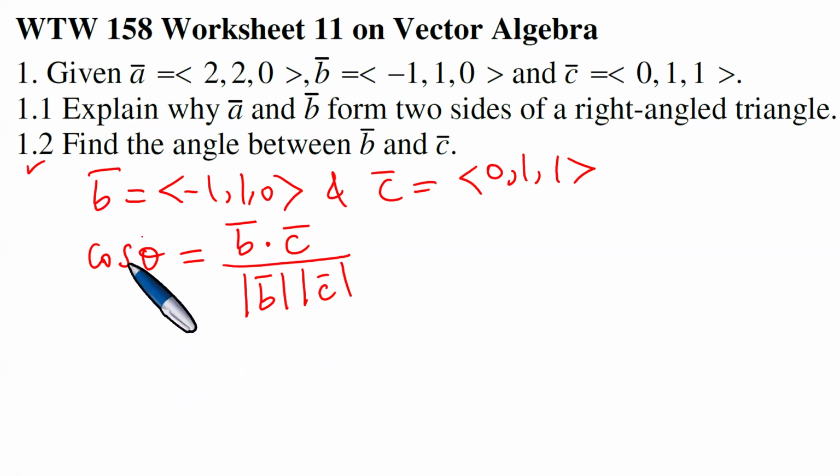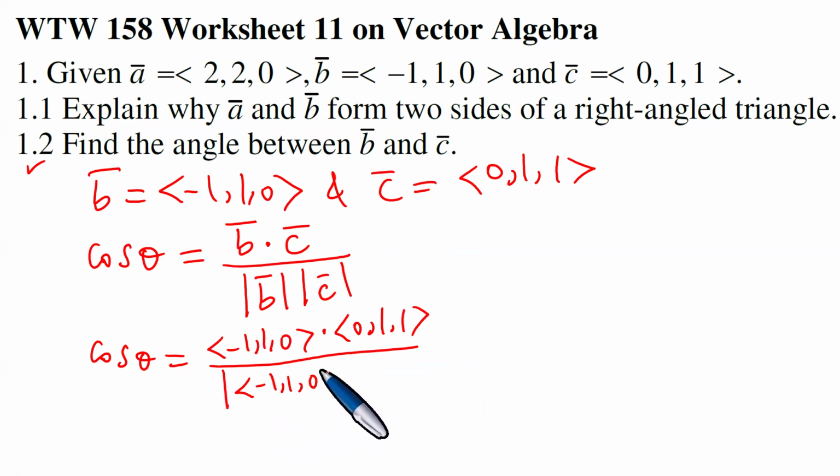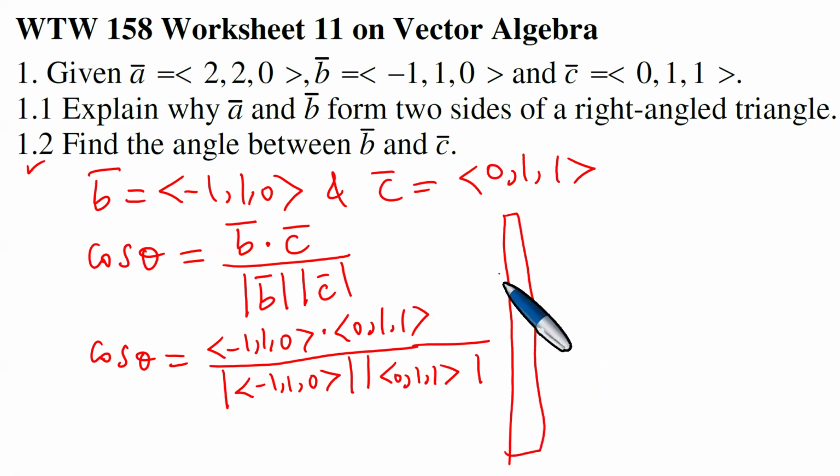This allows us to find the angle between the two vectors, so that cosine theta equals the vector B, which is -1, 1, 0, dot the vector C, which is 0, 1, 1, divided by the length of B times the length of C, which is 0, 1, 1. Let's look at the dot product here, because we want to find the angle between B and C. Multiplying the first component by the first component gives us 0. The second component by the second component gives us a 1. The third component by the third component.